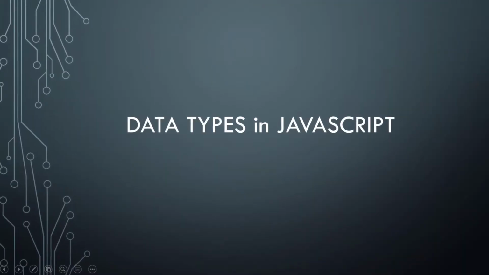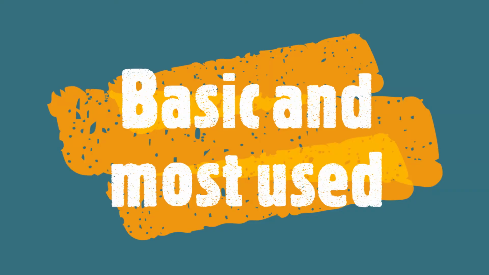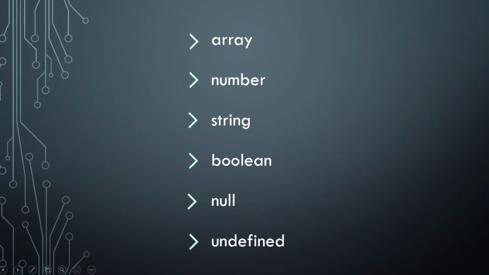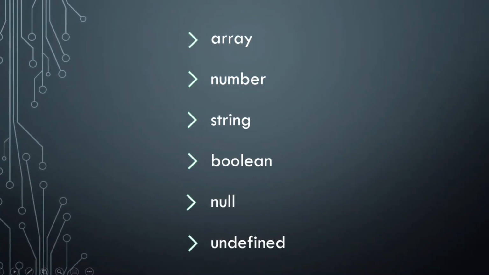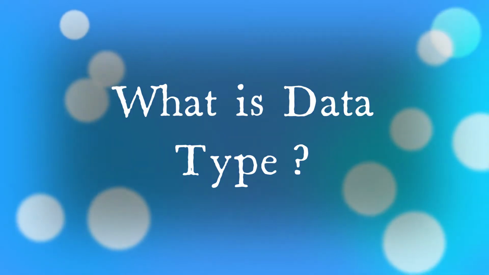In this tutorial we will discuss data types in JavaScript. For now we will discuss the basic and most used data types, that are array, number, string, Boolean, null and undefined. Before proceeding in more depth, let's know what a data type is.